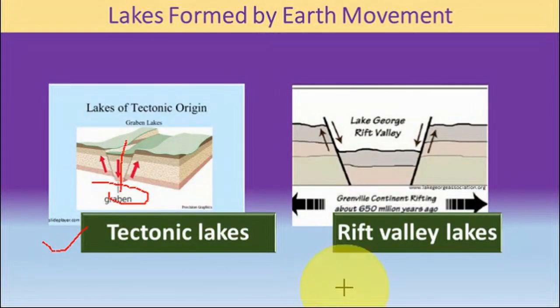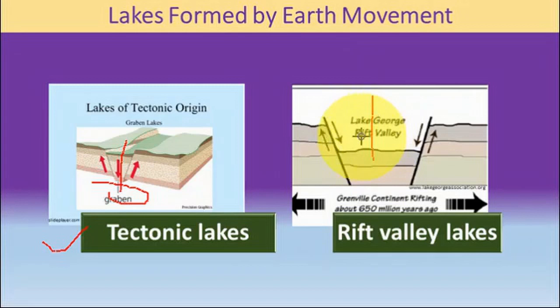The second one is the Rift Valley lakes. Rift Valley is a lowland region that forms where Earth's tectonic plates move apart, which is what rift means, and a rift is created. Rift valleys are found both on land and at the bottom of the ocean.